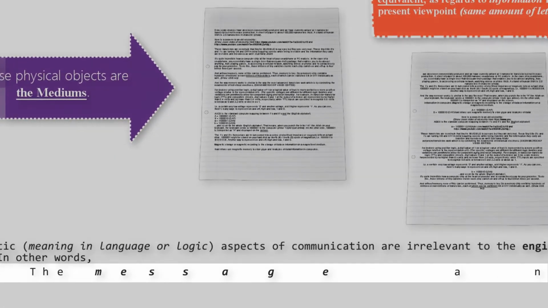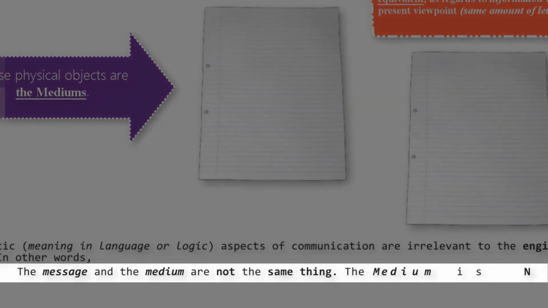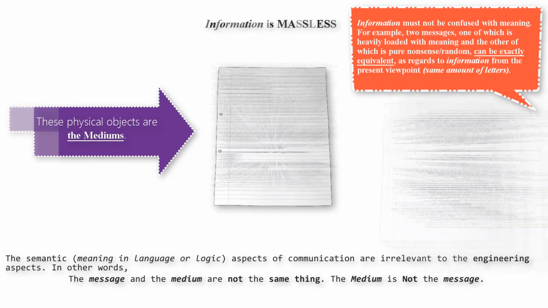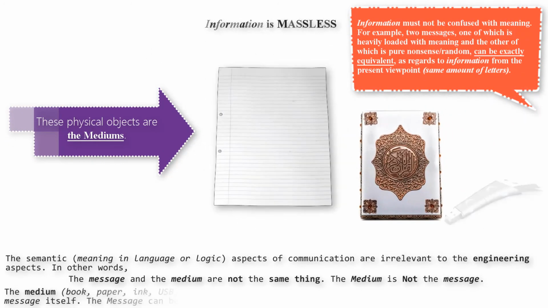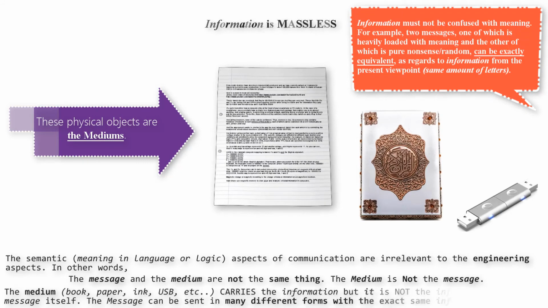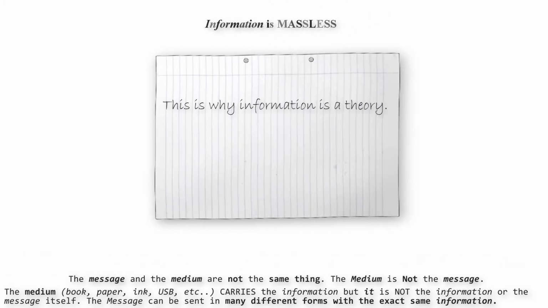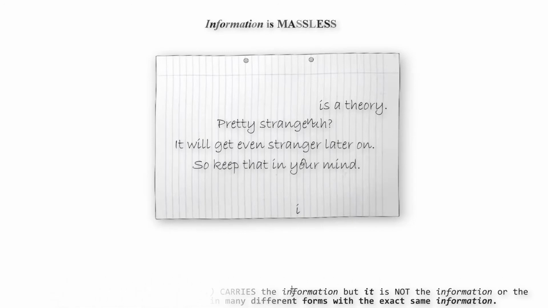In other words, the message and the medium are not the same thing. The medium is not the message. The medium, book, paper, ink, USB key, etc., carries the information, but it is not the information or the message itself. The message can be sent in many different forms with the exact same information. This is why information is a theory. Pretty strange, huh? It will get even stranger later on. So keep that in your mind.